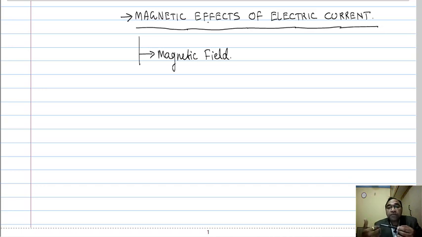Now, if we stop the current, then there is no deflection in the magnetic compass. This means whenever there is a current in a conductor, there is a magnetic field associated with it. That is the magnetic effect. So, this is one part of the magnetic effects of electric current, that is, the magnetic field. Now, the question arises, how do we find the direction of this magnetic field?